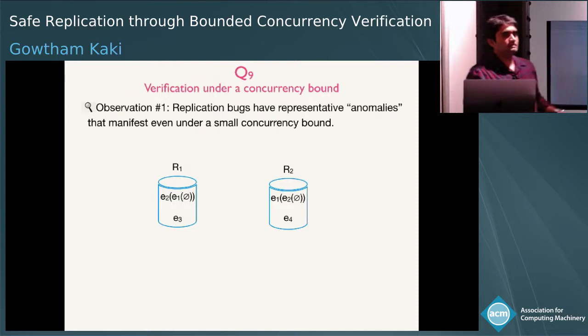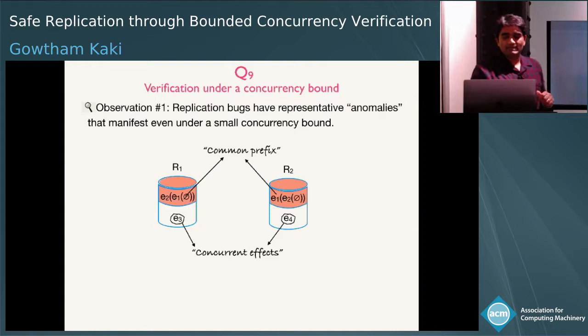Now at this particular snapshot of the system, we have a certain common prefix between both the replicas, which consists of effects E1 and E2, and a replica specific suffix, which consists of concurrent effects. So a concurrent effect is essentially an effect that is not present on at least one replica. Right? So we have E3 and E4 as concurrent effects.